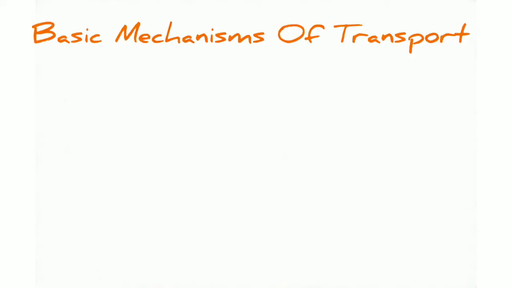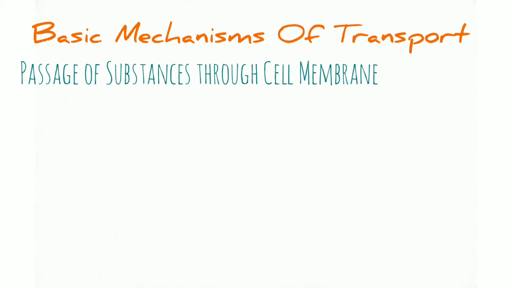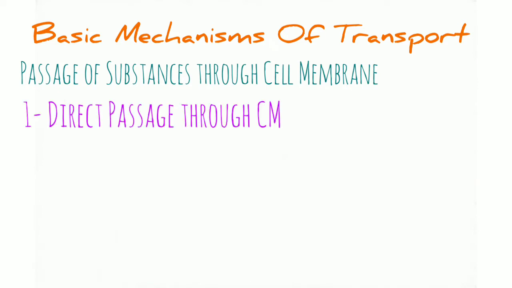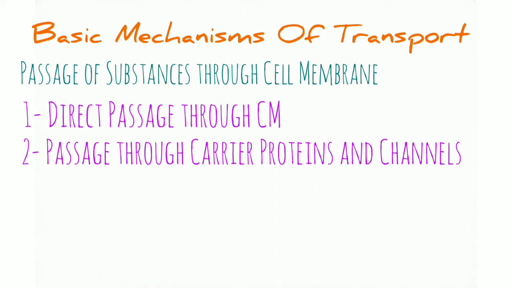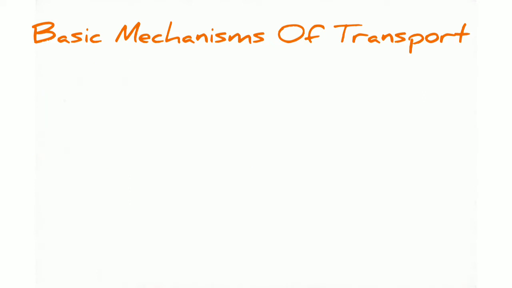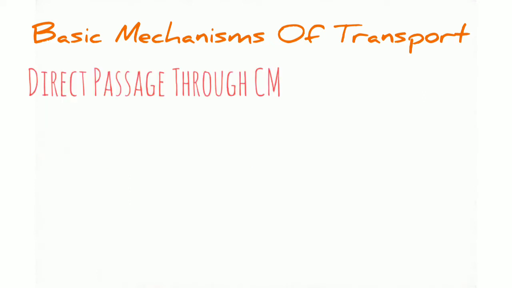Now, what are the basic mechanisms of transport? The passage of substances occurs through the cell membrane. So it is divided into two categories. One, direct passage through the cell membrane, and second, passage through carrier proteins and channels. So first, direct passage through the membrane.